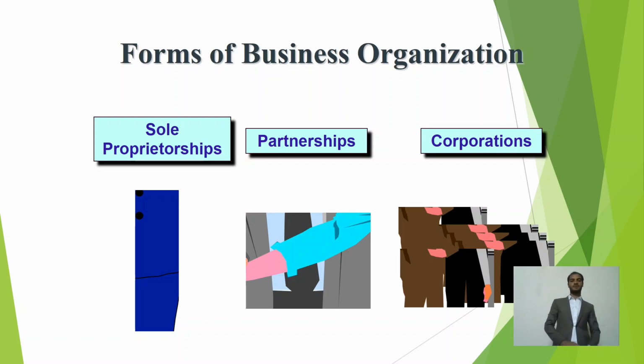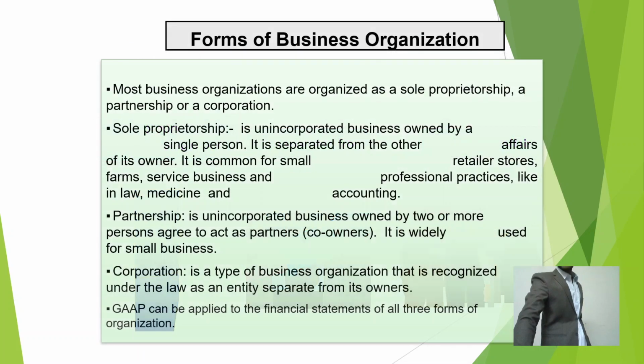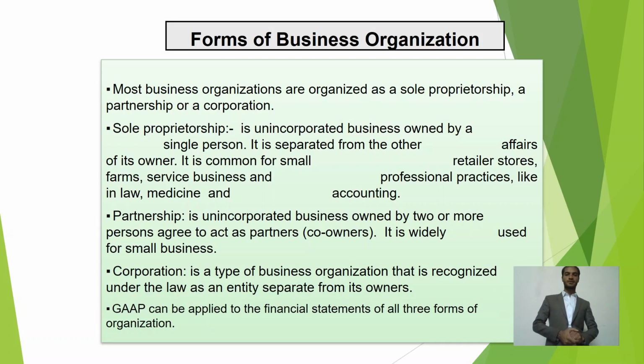Forms of business organization. There are three forms: sole proprietorships, partnerships, and corporations. Most business organizations are organized as a sole proprietorship, a partnership, or a corporation. A sole proprietorship is an unincorporated business owned by a single person. A partnership is an unincorporated business owned by two or more persons who agree to act as partners. And a corporation is a type of business organization that is recognized under the law as an entity separate from its owners.